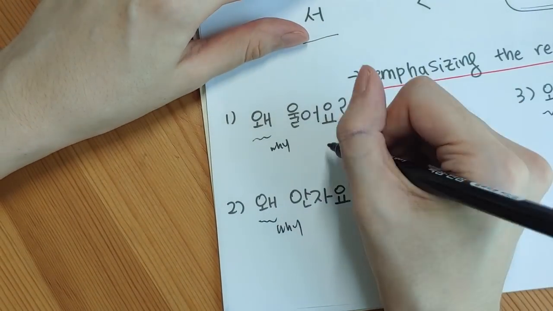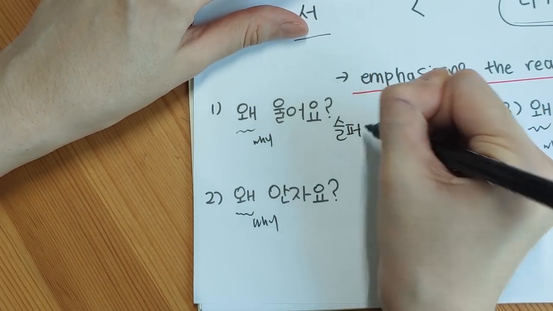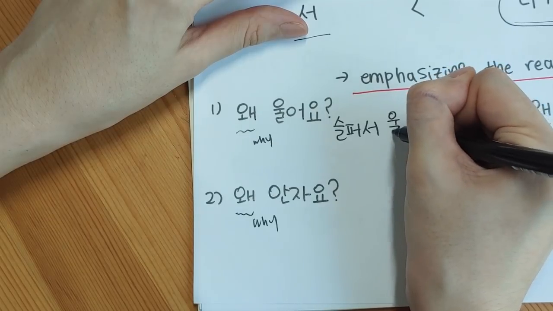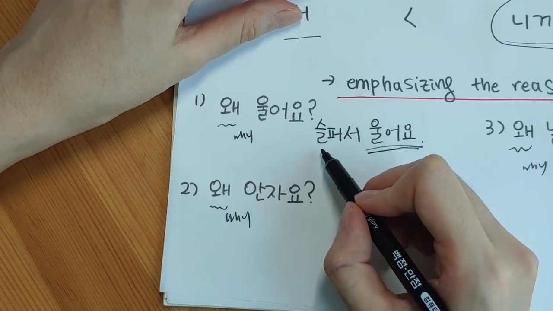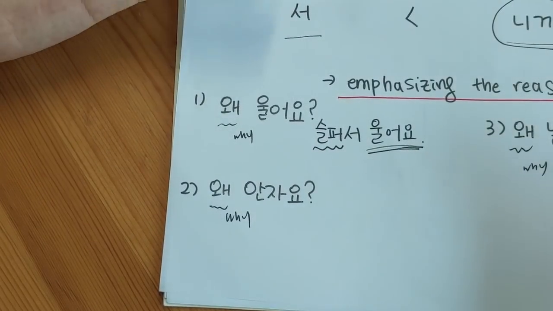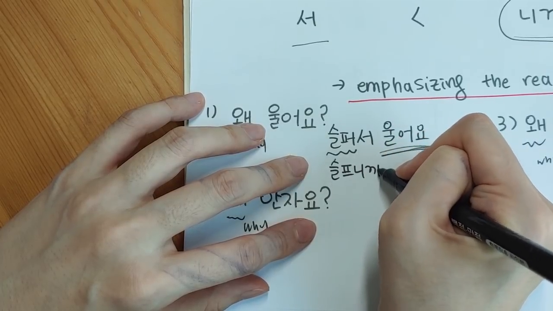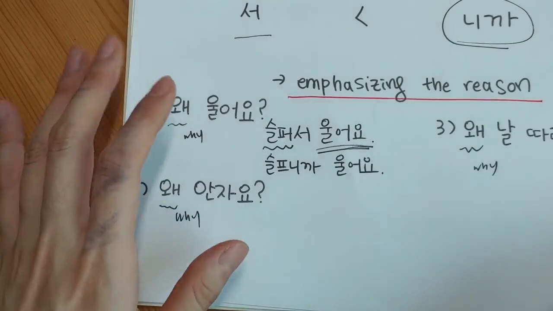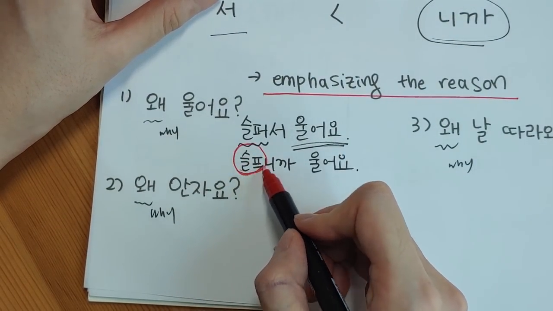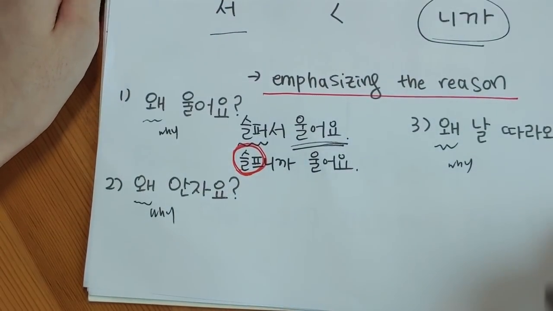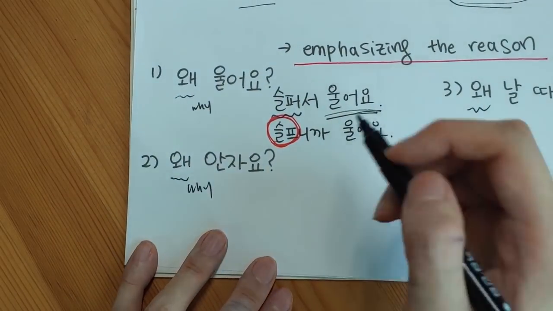So 왜 울어요? When someone asks you 왜 울어요, you can just safely say 슬퍼서 울어요. I cry because I'm sad, right? But when someone responds 슬프니까 울어요, this is not entirely wrong when the speaker is trying to emphasize the reason of being sad. 슬프니까 울어요.